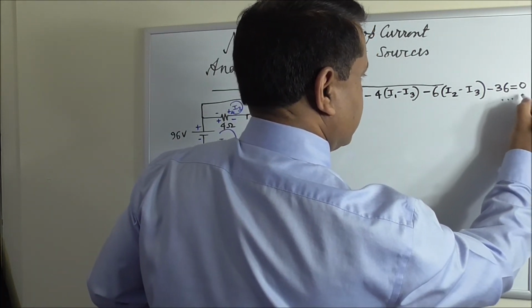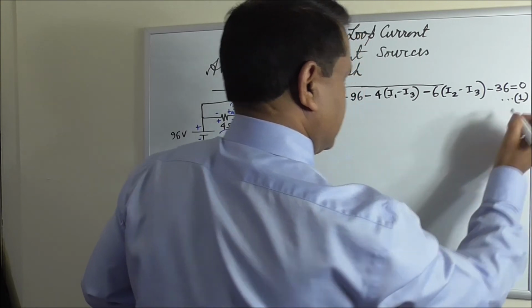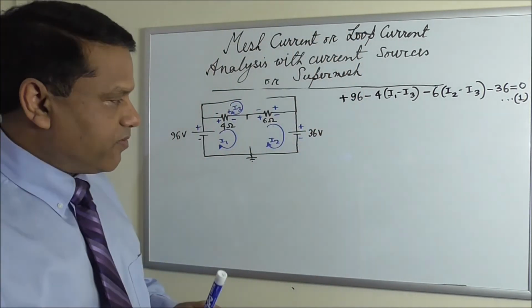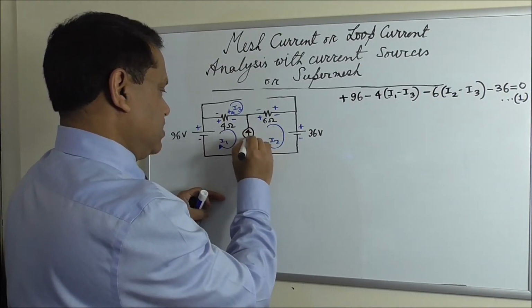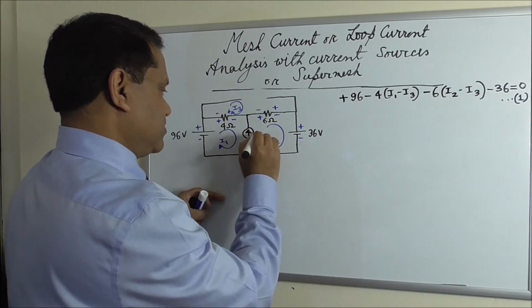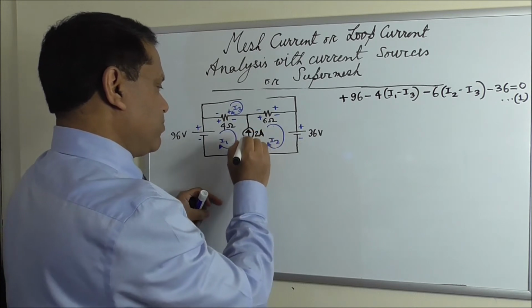So this is our equation 1. And as I said before, we cannot have any more KVL equations. So I am putting them back, the current sources. I just took them away temporarily.